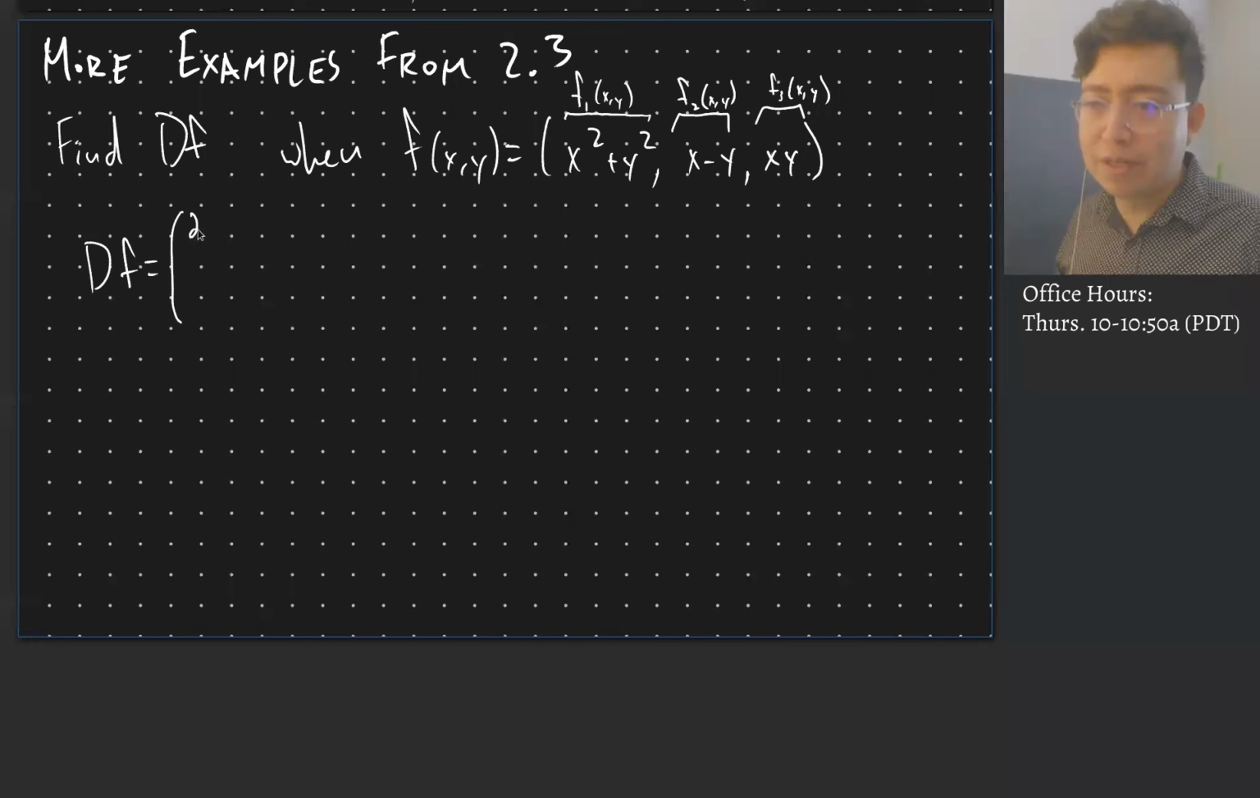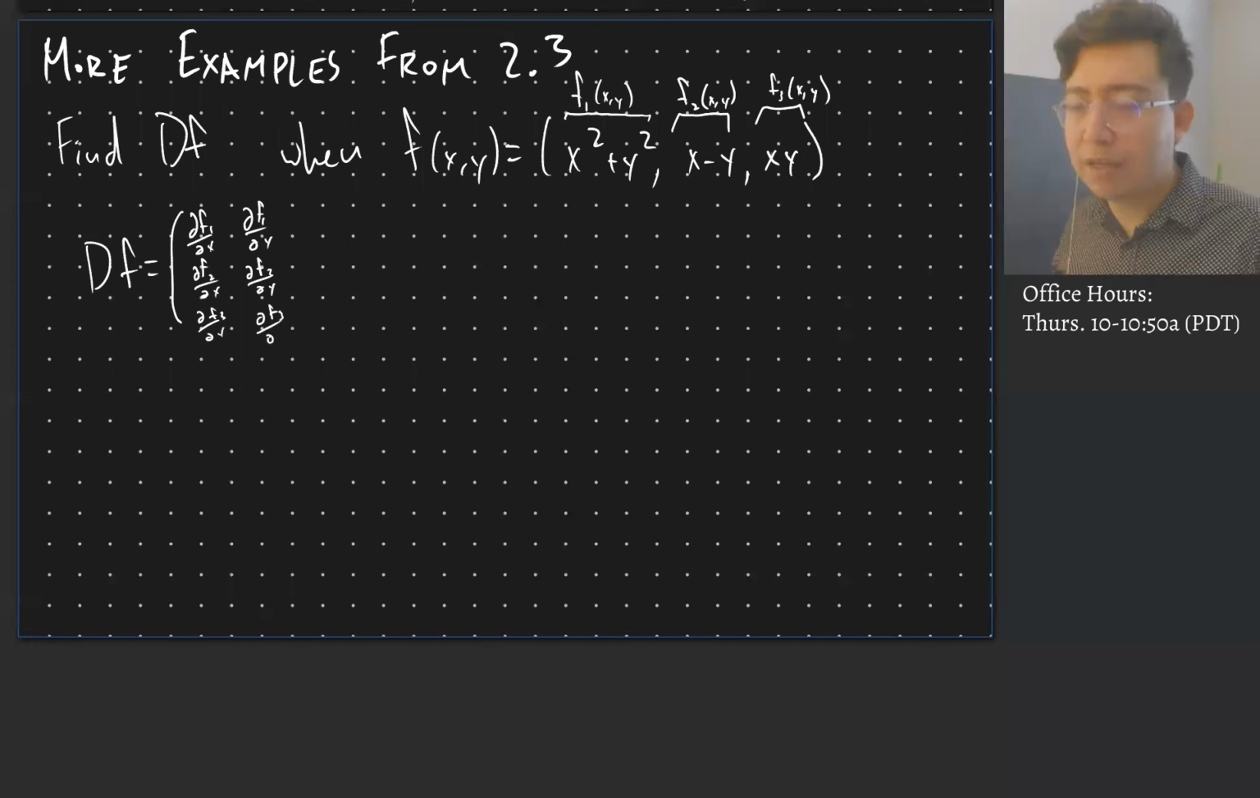matrix, because this is going to be df1 by dx, df1 by dy, df2 by dx, df2 by dy, and then df3 with respect to x, and df3 with respect to y. So the number of rows is the number of outputs, and the number of columns is the number of inputs. In this case, it's just x and y.